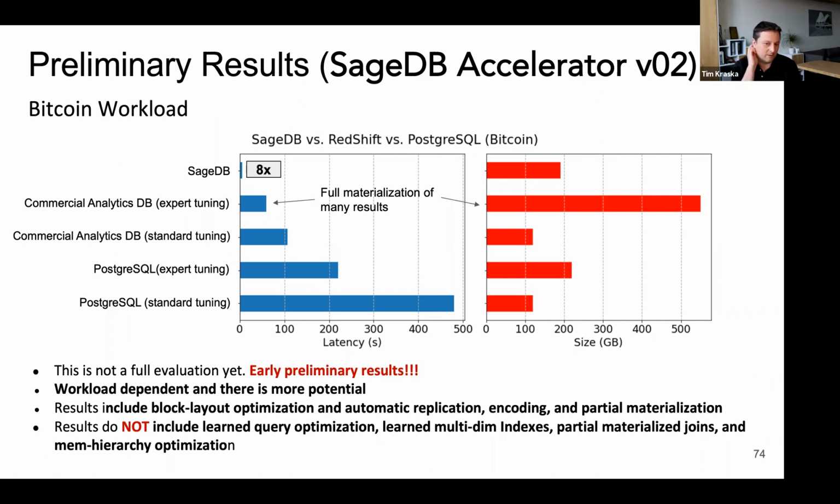And what we see right now is our current prototype. We already get an 8x improvement over the commercial analytics system, which runs in the same cloud environment. However, I should mention these results are very early. Certain optimizations like the block layout optimization, automatic replication, encoding, and partial materialization are already enabled. But many others, like the learned query optimization, multidimensional indexes, partially materialized joins, or memory hierarchy optimizations are not yet. It looks pretty promising, but our goal is definitely to get to 2 orders of magnitude performance improvement over a highly tuned expert system by combining all these different optimization strategies.